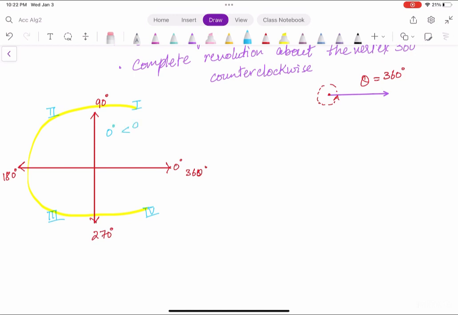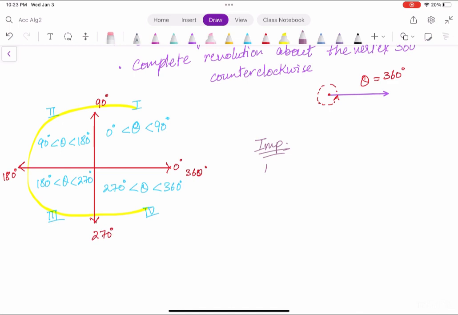Now in quadrant 1, the angle is between 0 degrees to 90 degrees. In quadrant 2, it is between 90 degrees to 180 degrees. Quadrant 3, we have 180 degrees to 270 degrees. And in quadrant 4, the angle is from 270 degrees to 360 degrees. So this is the basics of the quadrants that you should be very, very familiar with, because we need this concept to understand something called a unit circle. But before that, a few important things.